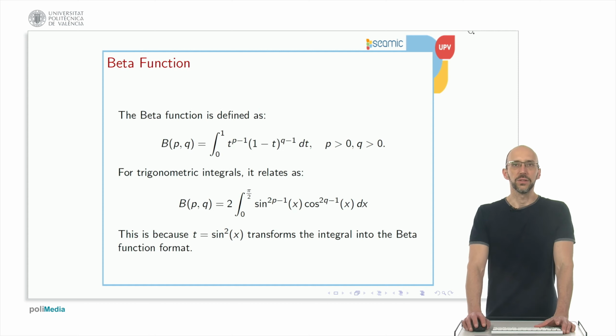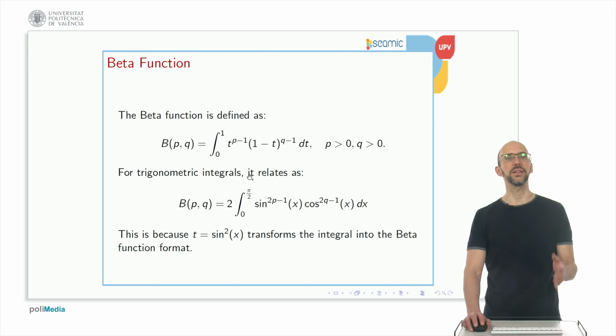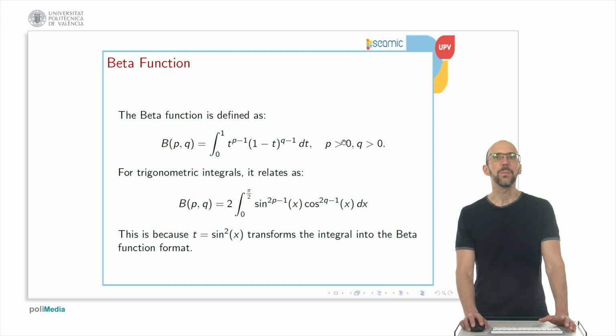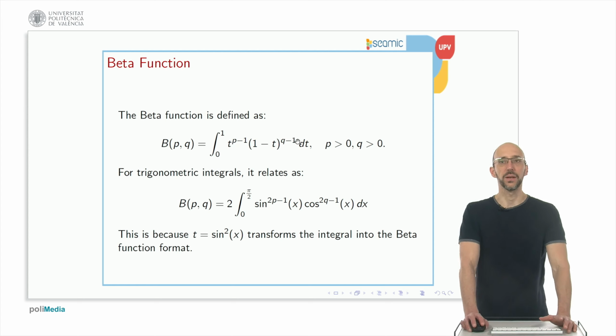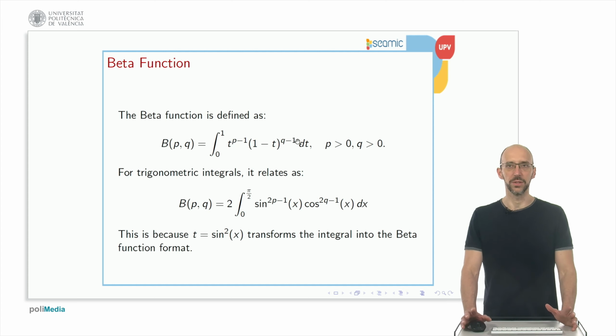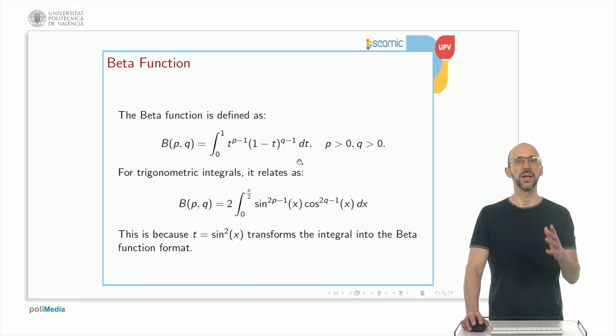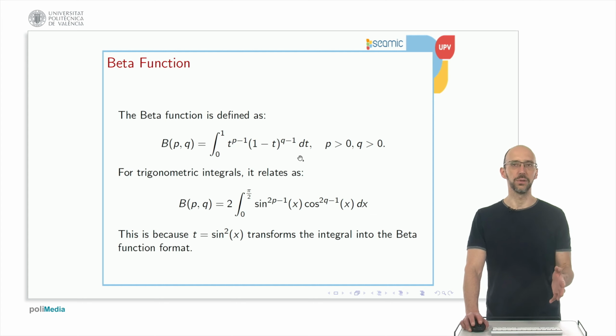Let's continue. The beta function that we have seen depends on two parameters, p and q, and is defined as the integral between 0 and 1 of t, the variable, to the power p minus 1, times 1 minus t, to the power q minus 1. This is the specific shape of a beta function, for p and q positive. Remember that p and q could be rational numbers. For sure, they should be positive, but you don't need to have natural numbers.